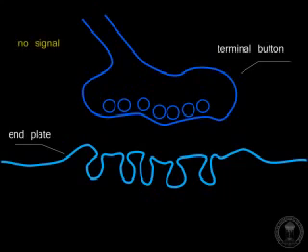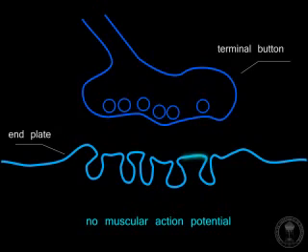There may be a small release of acetylcholine by spontaneous exocytosis in the synaptic cleft without any nerve stimulation. However, the number of activated receptors is far from triggering a muscle action potential.